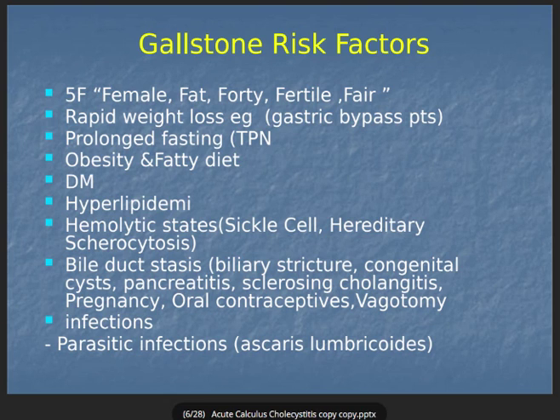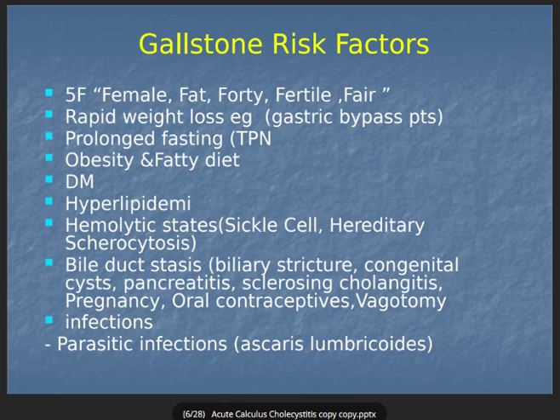They call it the 5F. If you see a female, fat, 40, fertile, and fair, you know most likely she will develop stones in her life. Now, she can develop stones and have problems, or she can develop stones and not have problems. And we will talk about this later on. Not everybody who develops stones will have complaints or problems. Most of the people actually develop stones, live and die without knowing that they have stones. About 80% actually. They don't have any complaint.